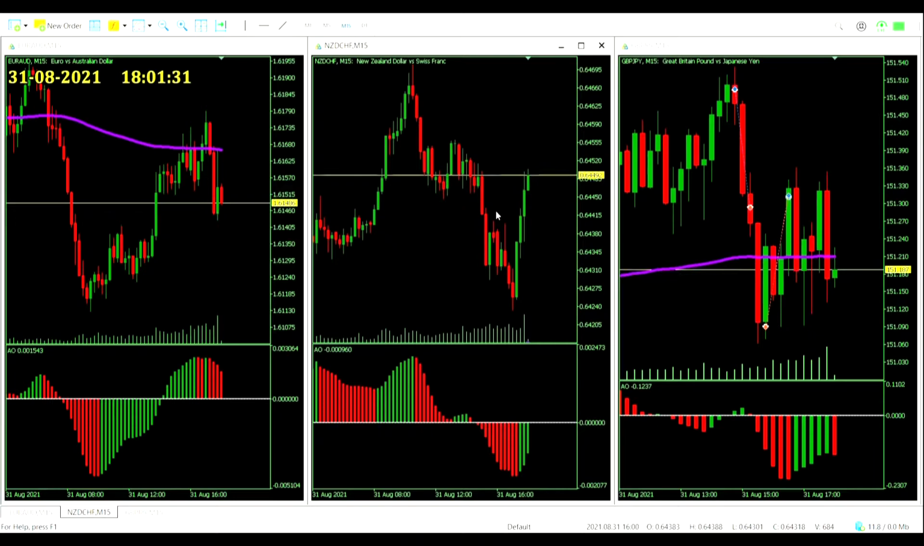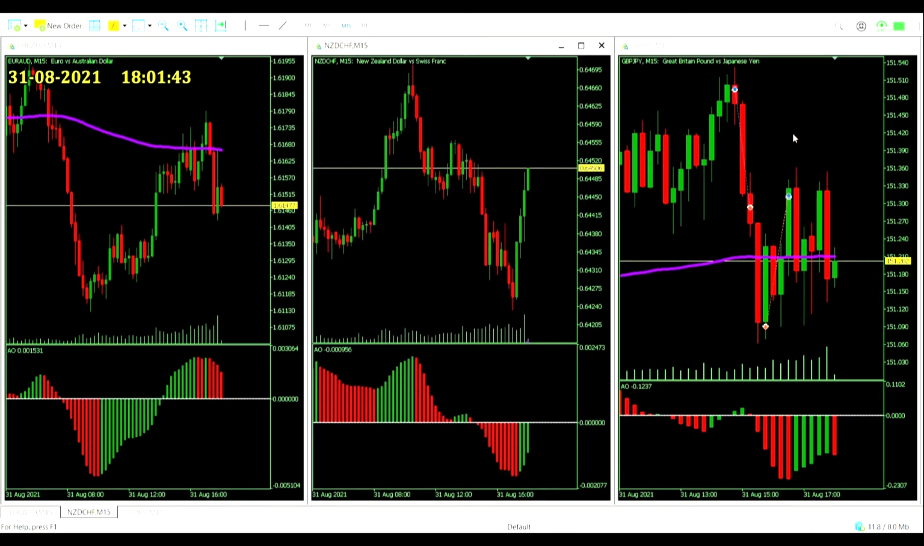So we are going to call it there for today's session. We just had those two losing trades stuck in the range, which you can see over here on the Great Pound Japanese Yen. But we will try and regain those losses with a good trend tomorrow.